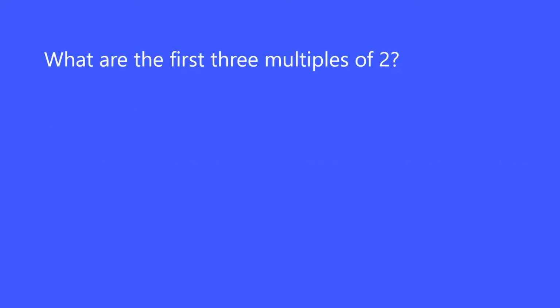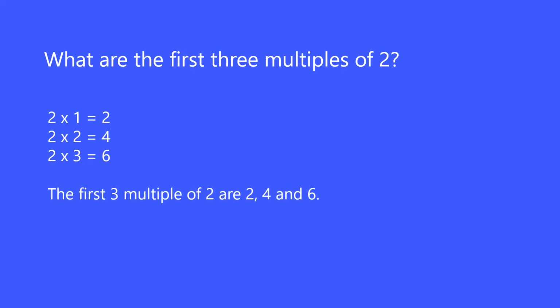What are the first three multiples of 2? 2 times 1 is equal to 2. 2 times 2 is equal to 4. 2 times 3 is equal to 6. So the first three multiples of 2 are 2, 4, and 6.